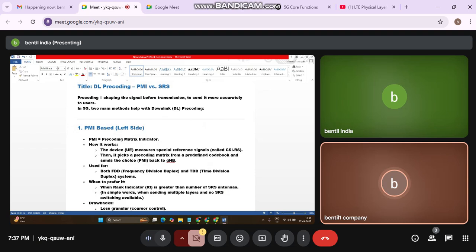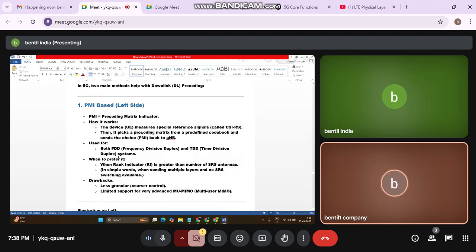In 5G, there are two main methods which help the downlink precoding. PMI based, left side. So PMI is the precoding matrix indicator. How it works: the device, UE, measures the special reference signals called CSI-RS, channel state information reference signal. Then it picks a precoding matrix from a predefined codebook and sends the choice, PMI, precoding matrix indicator, back to the gNodeB.